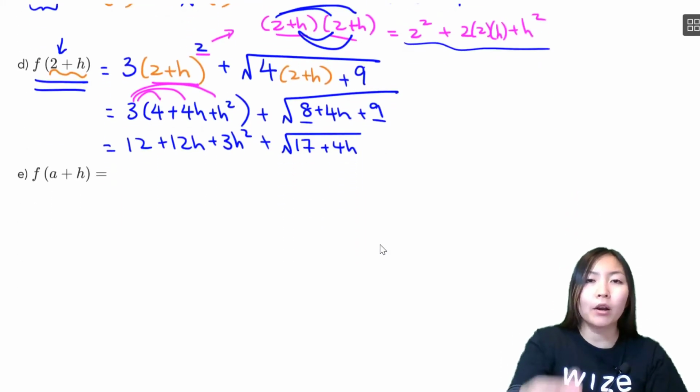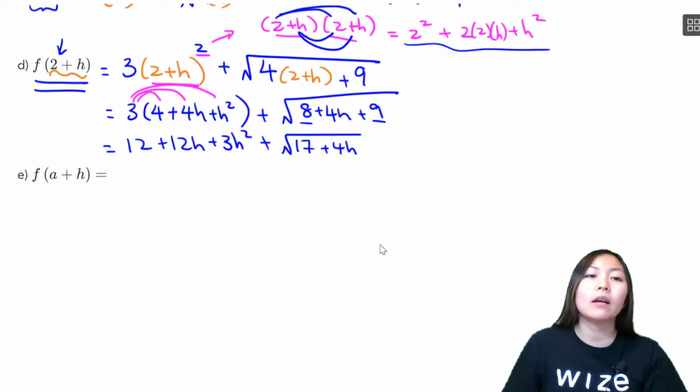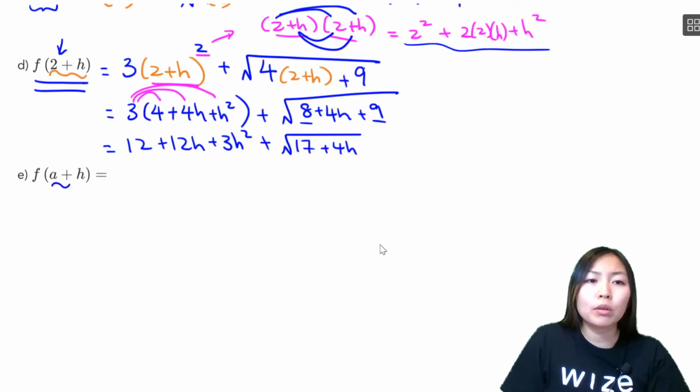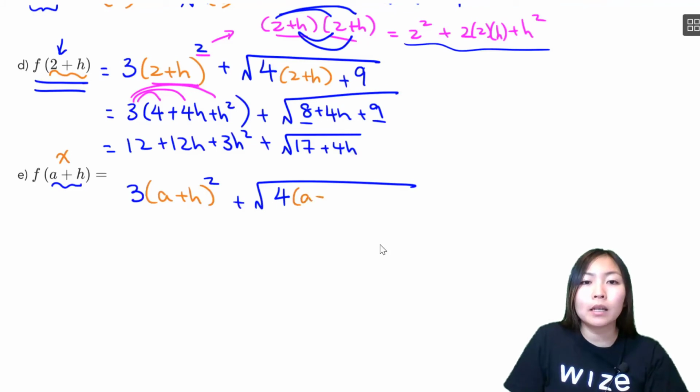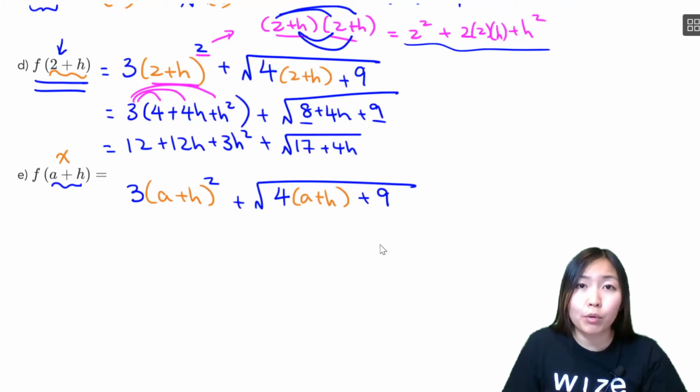Okay, our last one, part E, no numbers again. F of a plus h. So we need to replace every x that we see with an a plus h. So let's go ahead and do that. On the right side, it's 3x squared. So that's 3 times (a plus h) squared. Plus the square root of 4x, which is a plus h, plus 9. So it's kind of like a puzzle piece. Whatever piece has an x on it, you're just going to replace with whatever's in the bracket.